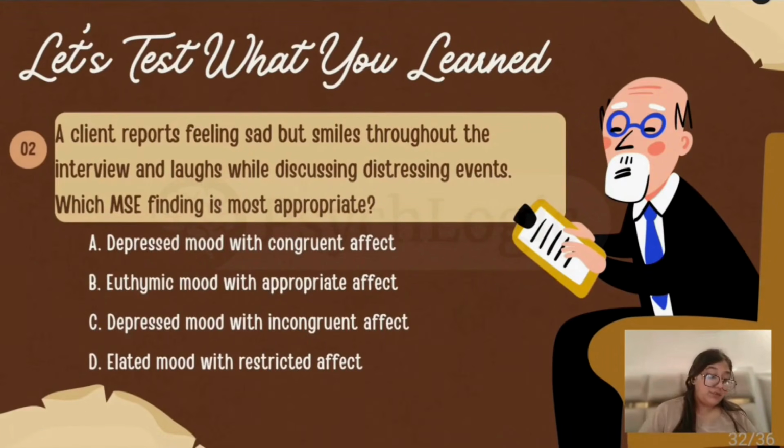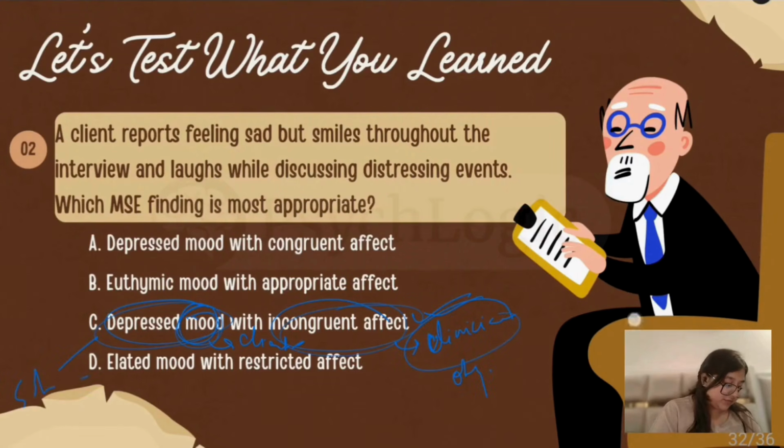Okay, second question. A client reports feeling sad but smiles throughout the interview and laughs while discussing distressing events. Which MSE finding is most appropriate? A. Depressed mood with congruent affect. B. Euthymic mood with appropriate affect. C. Depressed mood with incongruent affect. And D. Elated mood with restricted affect. Okay, the answer would be C. Depressed mood, because mood is reported by the client, and incongruent affect is observed by the clinician, right?